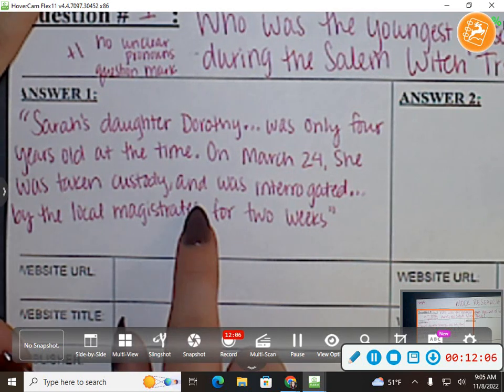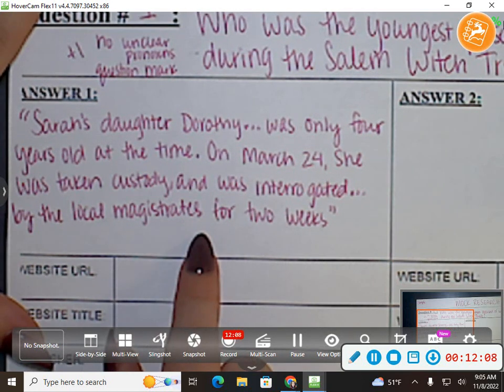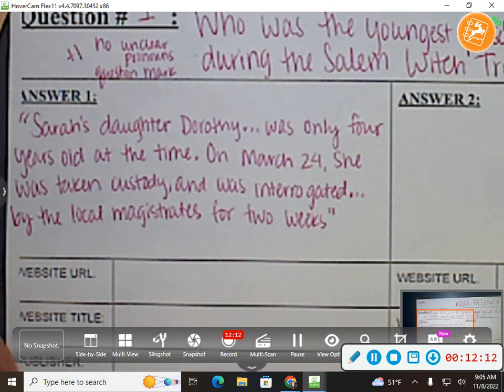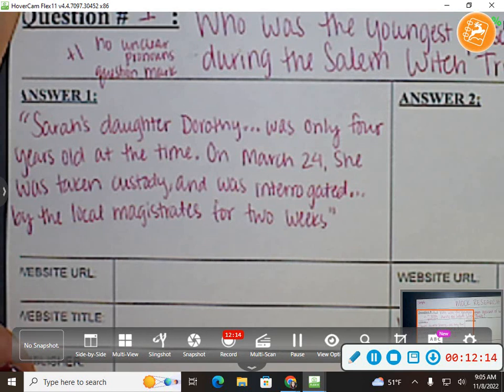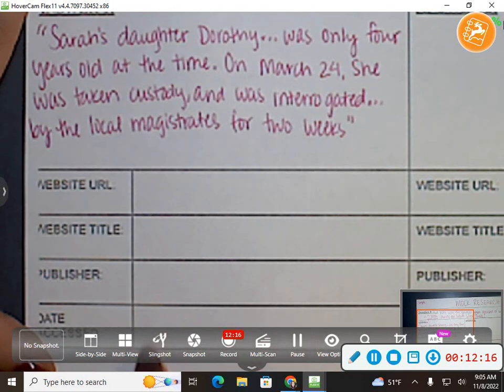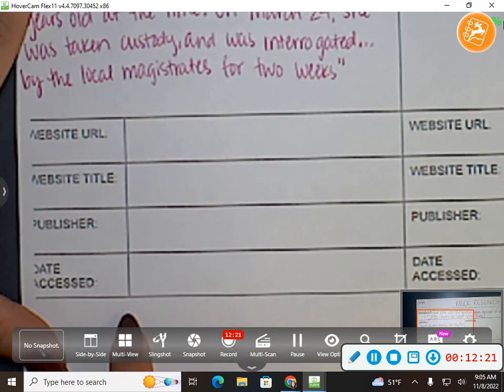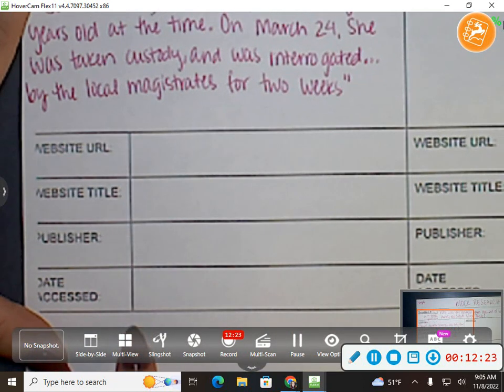Do you think I would give you a point for this alone? What am I missing? A citation, right? We don't know anything about our citation yet, so we're going to skip citation for a second, and we're going to fill in this part down here. This part down here is what's called a source card. It tells us the source that you got the information from.